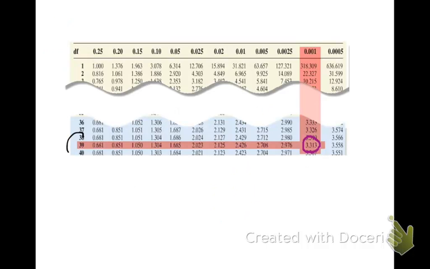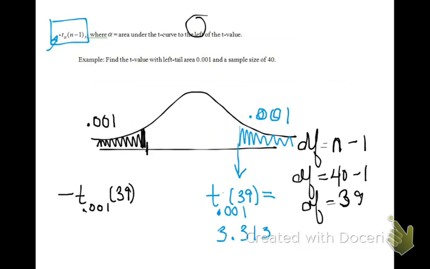Here I have found 39 degrees of freedom with an alpha of 0.001, and the t-score that goes with this is 3.313. So we know the upper end t-value is positive 3.313, which means that the t-value we're looking for will be negative 3.313. And this is the t-value with left tail area 0.001.